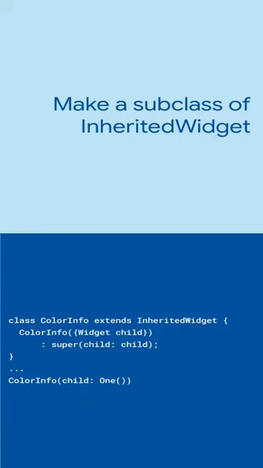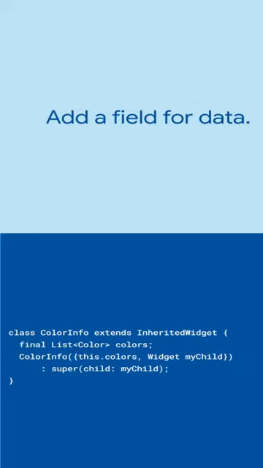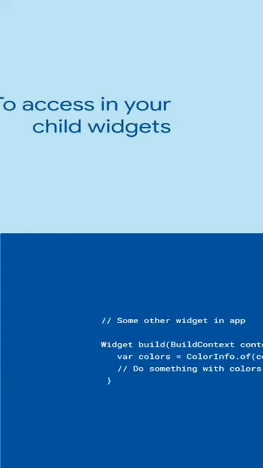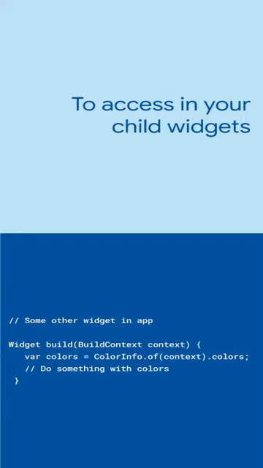First, make your own class that extends InheritedWidget to pass your data around in your app. Add a field directly to your class for the data you want to store and look up later. Then you'll add two methods. The of method is a convention to access your InheritedWidget data more easily from the child widgets.